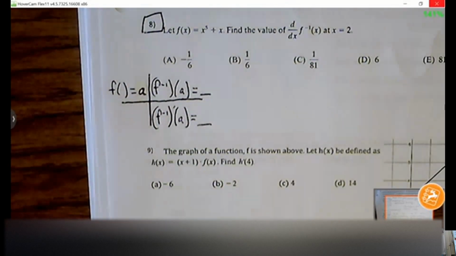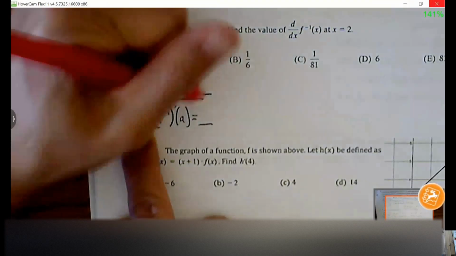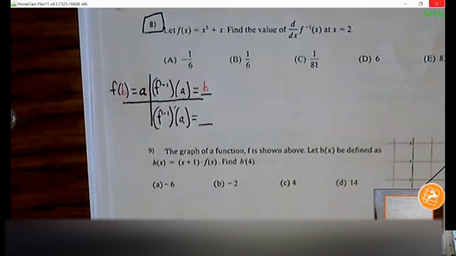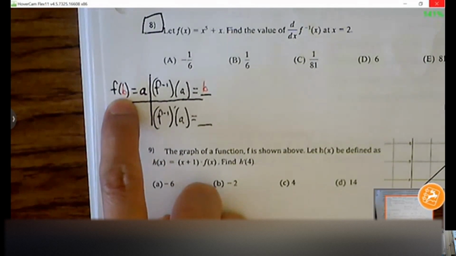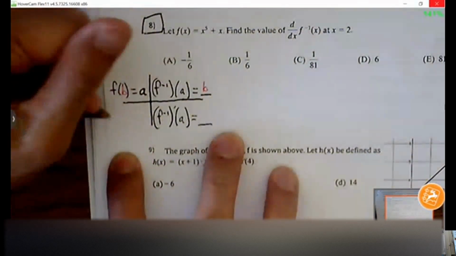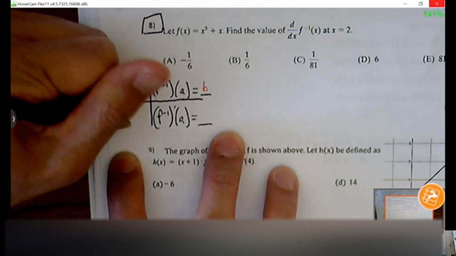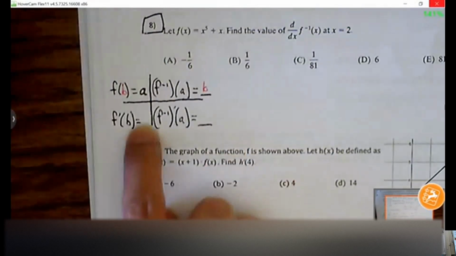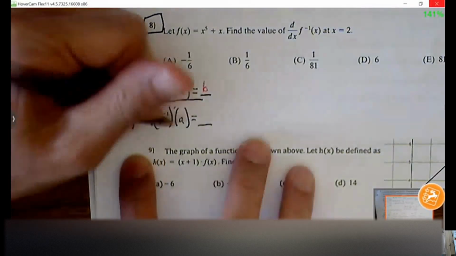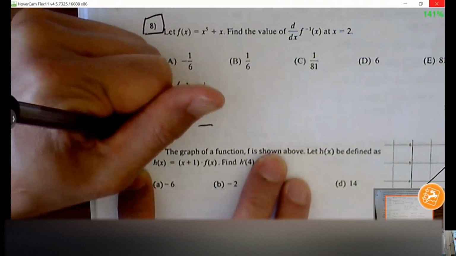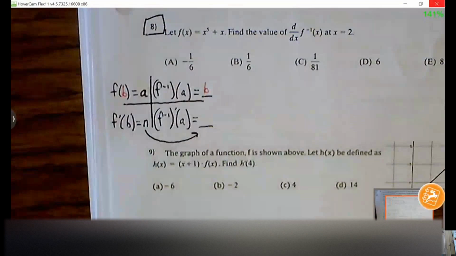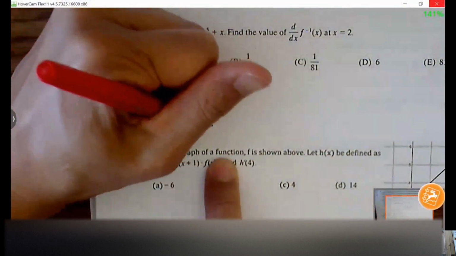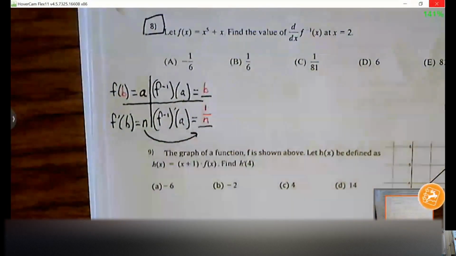Once we solve for x, let's say it ends up being b, then we know that must be the y value of my inverse. Once you have that x value for the function, you can find the derivative at that point. You go through the derivative, plug in, and get that slope. Whatever you find as a slope, that number is going to show up as the reciprocal on the inverse side of things. So that's the process.